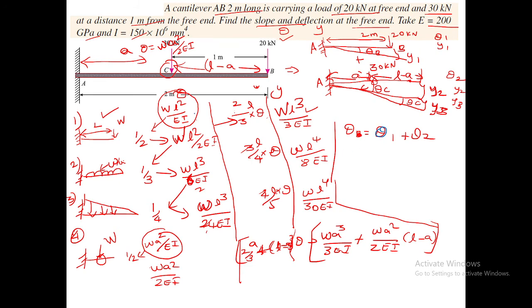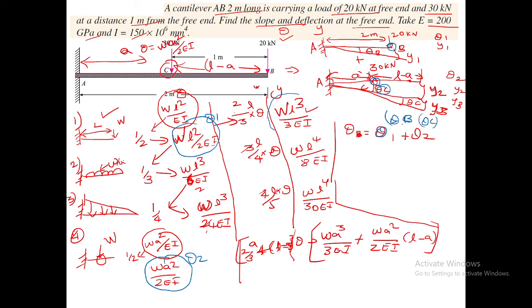So which one is theta 1? This is theta 1. Theta 2 is for the middle point load. Theta 1 means this one at the end, and theta 2 means this one, theta c.